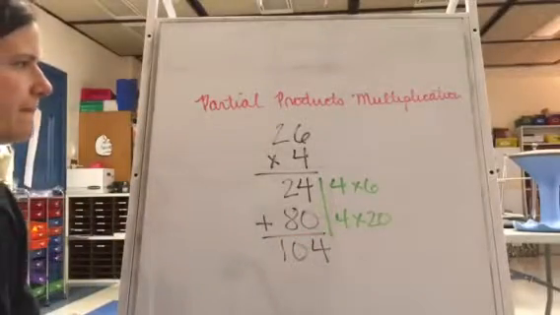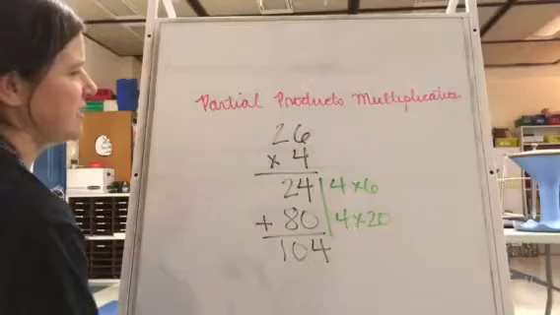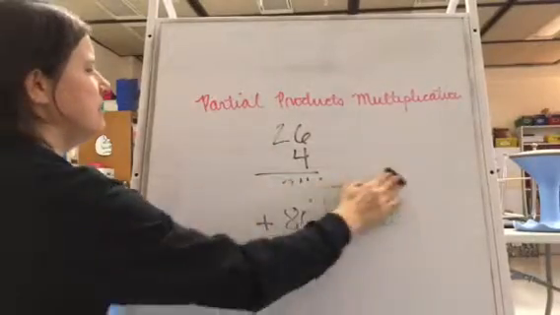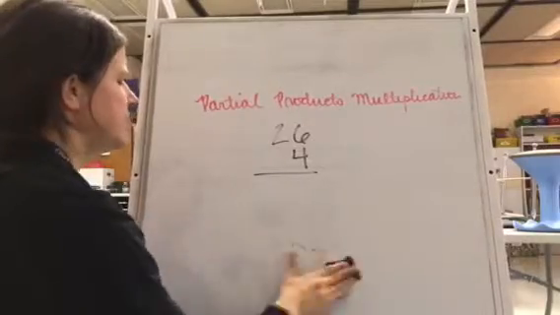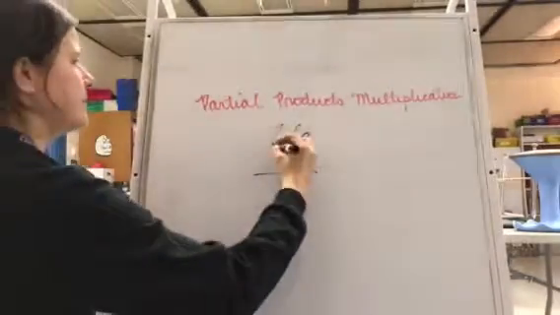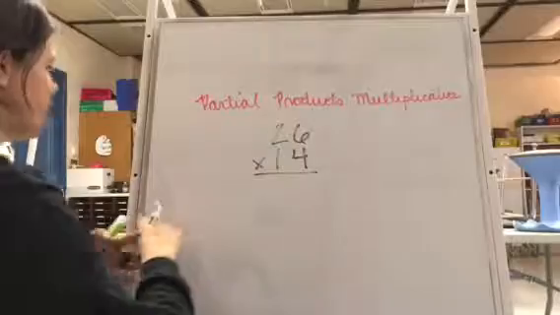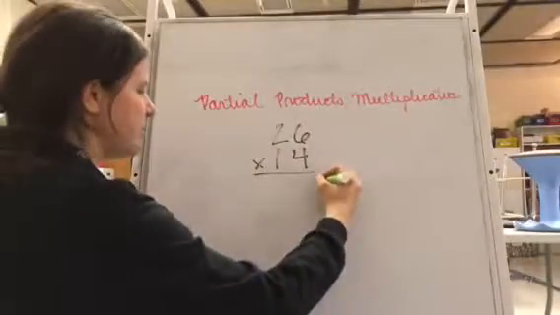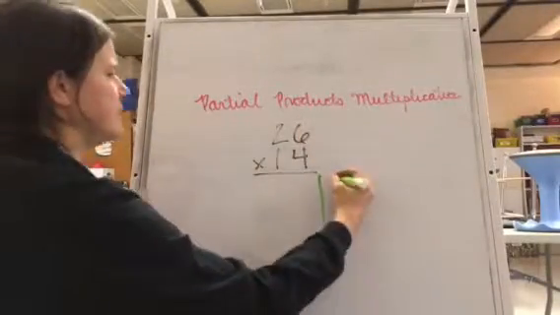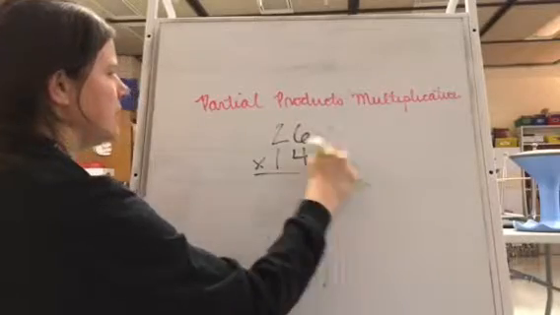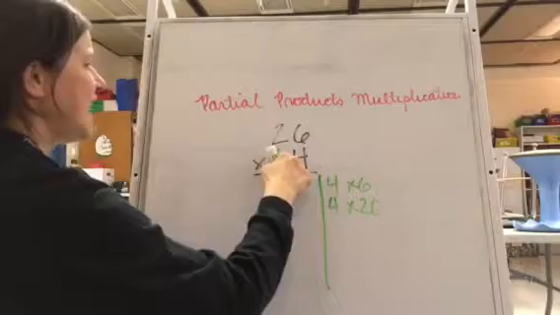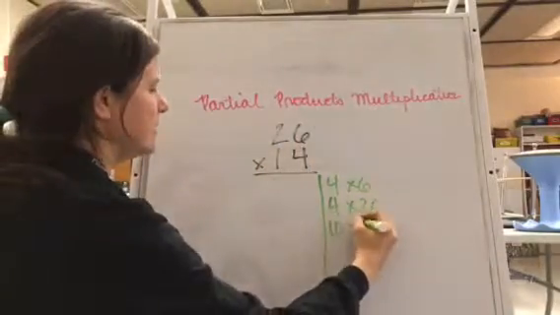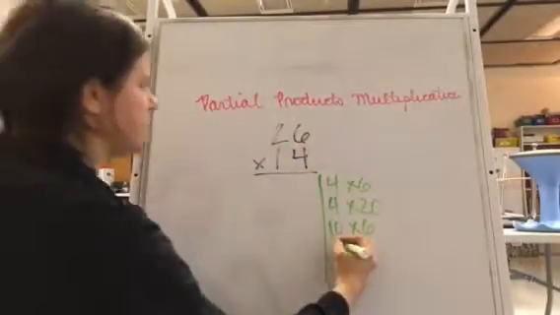add them together, 104. Let's say I'm doing 2 digits times 2 digits. So instead of 26 times 4, I'm doing 26 times 14. Same strategy applies. Create a sidebar area: 4 times 6, 4 times 20, 10 times 6, 10 times 20.